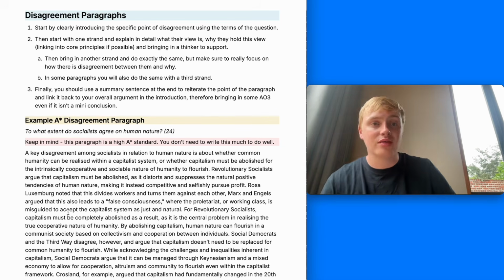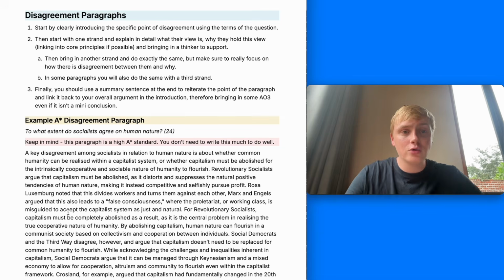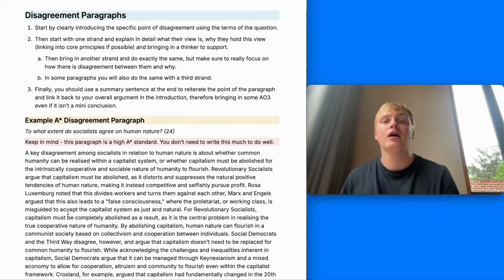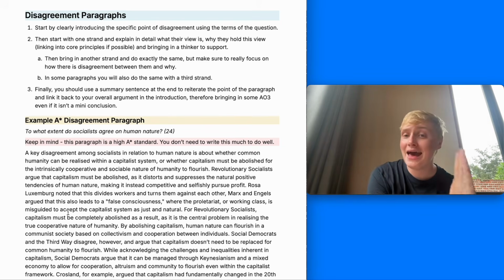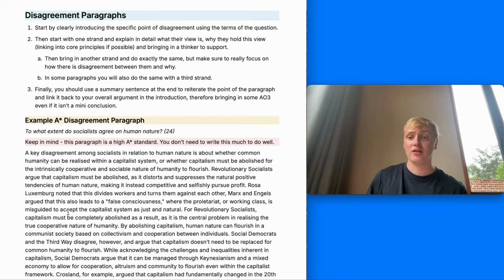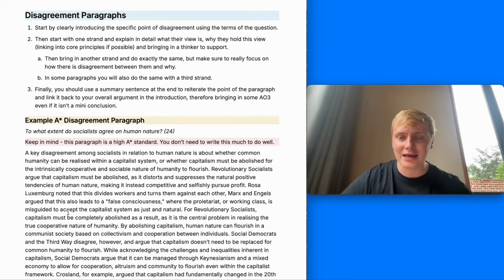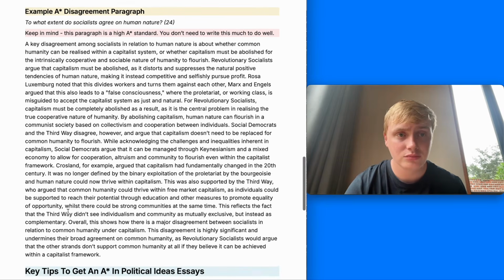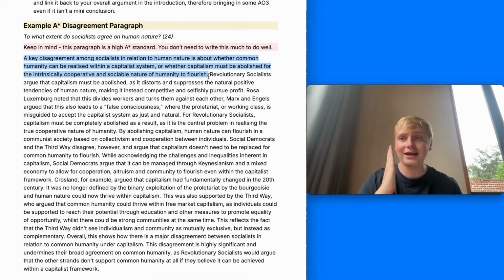You're then going to start with one strand and explain in detail what their view is, why they hold this view, linking into the core principles if possible, and bringing in a thinker to support. So again, the thinker is the example of the strand here. You're then going to use comparative language and compare that with another strand to explain how they disagree. Really focus on how there's disagreement between them and why, but again, explaining how that strand disagrees, bringing in a thinker to support. And in some paragraphs, you want to do the same with a third strand. And exactly the same, you've got a summary sentence at the end, the same as those agreement paragraphs. So this is an example disagreement paragraph here. We first have this key point, a clear point in relation to the question.